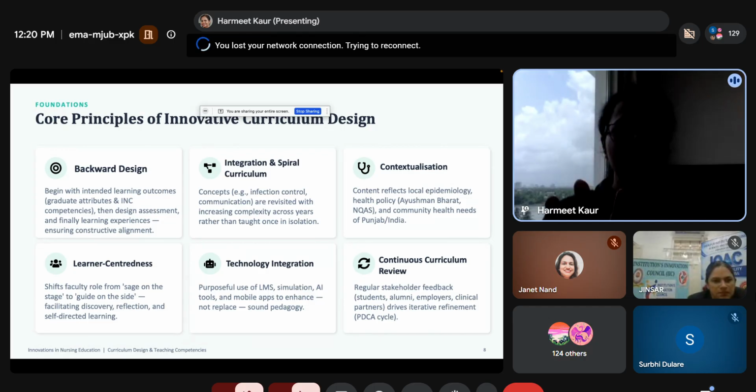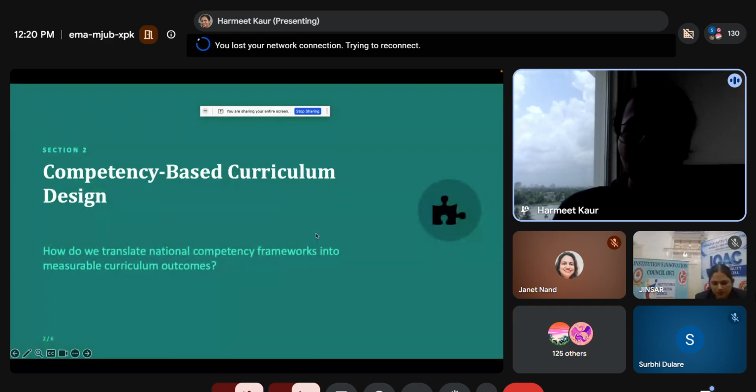Maybe sometimes everything is there in your curriculum, but you may have to refine your way of delivery of those topics. So these are the core principles of an innovative curriculum.